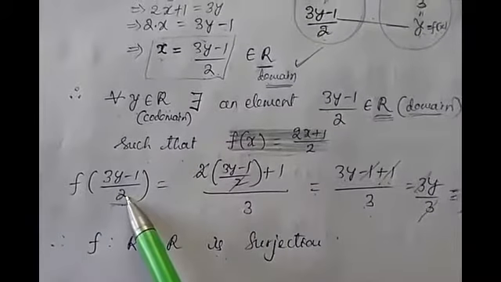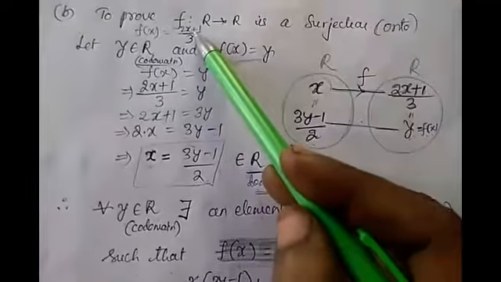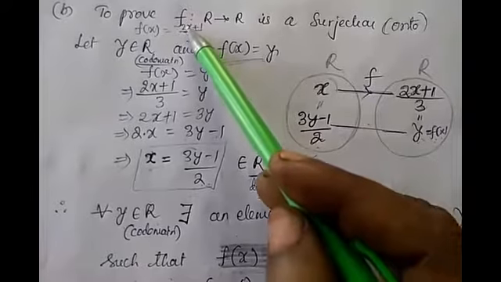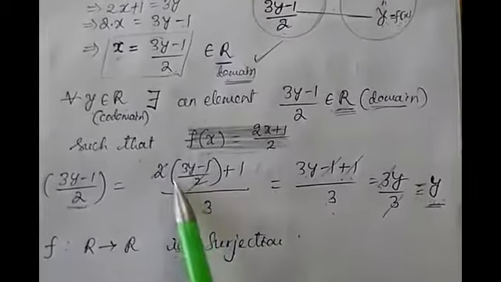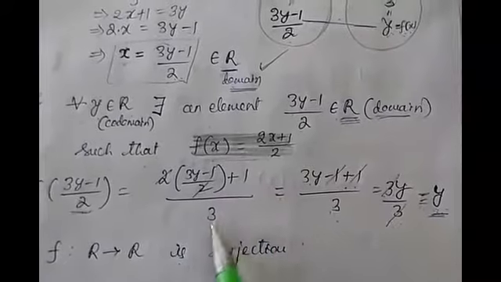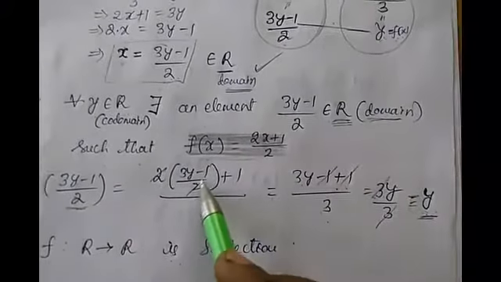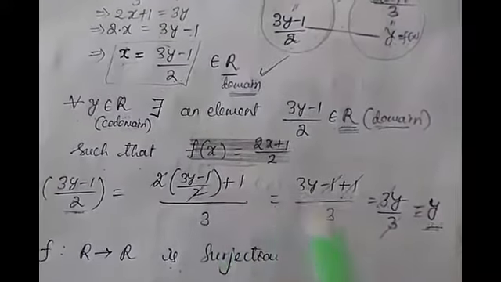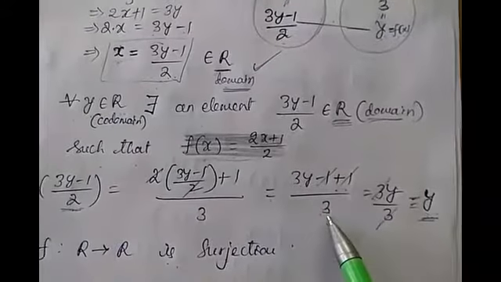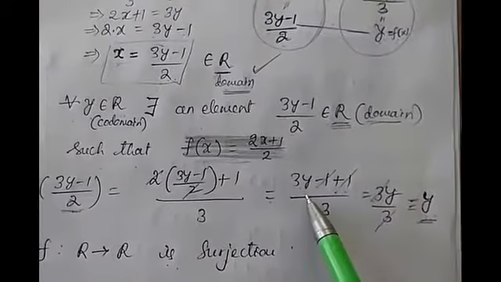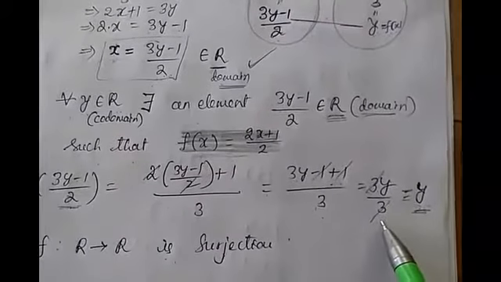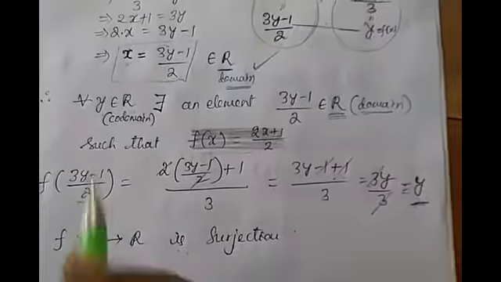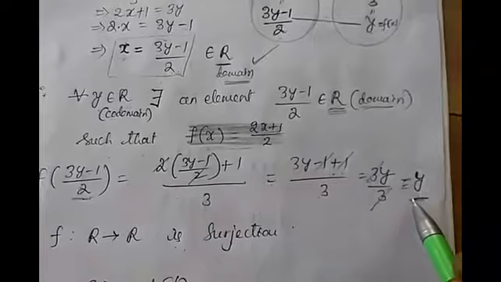Substitute (3y minus 1)/2 in the given function. f of x is equal to (2x plus 1)/3. Substitute (3y minus 1)/2 here in place of x. You get (2 into (3y minus 1)/2 plus 1)/3. That is equal to, cancel these 2 and 2, divided by 2, cancel these 2. Then you get (3y minus 1 plus 1)/3. Here minus 1 and plus 1 cancel out. The remaining are 3y by 3. Again here cancel 3 and 3. We get y. That means f of (3y minus 1)/2 is equal to y.